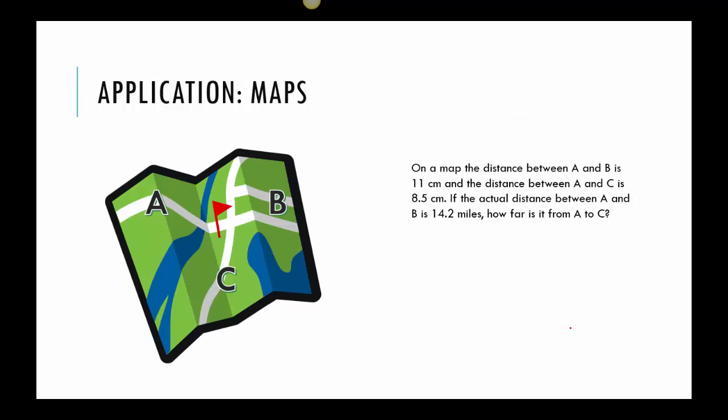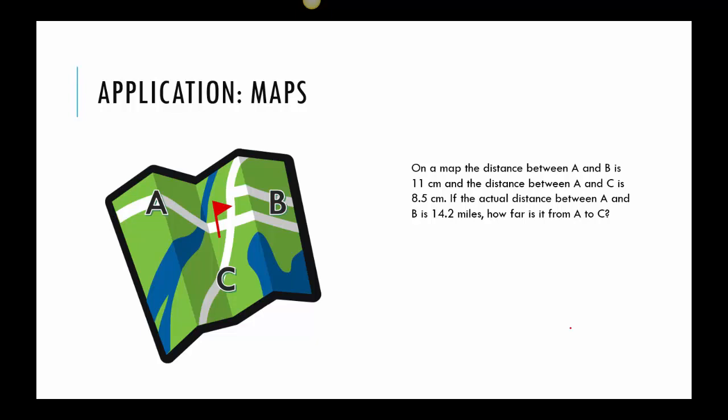All right. One more application, as I thought we'd talk about a map. So here on the map, I added this ABC to the map and said, hey, if the map, the distance between A and B is 11 centimeters, and the distance between A and C is 8.5 centimeters. I want to compare this and say, well, the actual distance between A and B is 14.2 miles. How far is it from A to C?